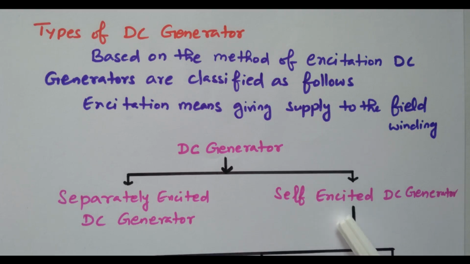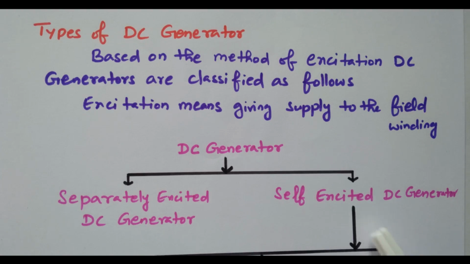Excited means giving the supply to the field winding in order to make the magnetic field, so that it produces the flux. So we have separately excited, where a separate DC supply is given to the field winding for excitation. In self excited, the field winding is connected in series with the armature, so by itself it will produce the magnetism, right. So, separately excited, self excited.